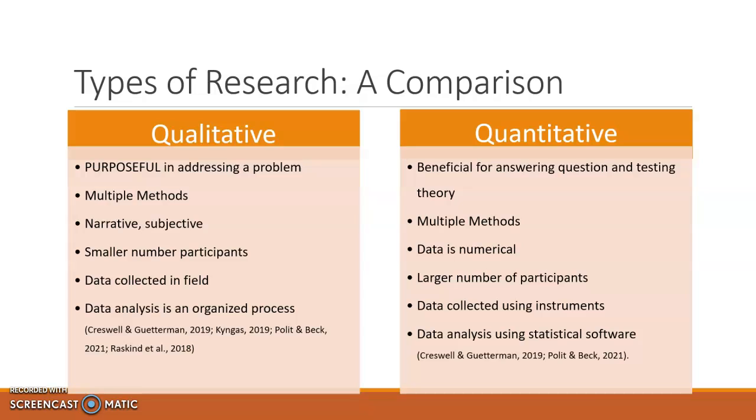Quantitative research is primarily beneficial for answering a research question and or testing theories and hypotheses. Numerical data is collected through instruments or tools such as surveys, polls, and questionnaires, as well as rating scales. The data is then analyzed for trends and variables and compared using statistical analyses. Quantitative research requires a larger number of participants.